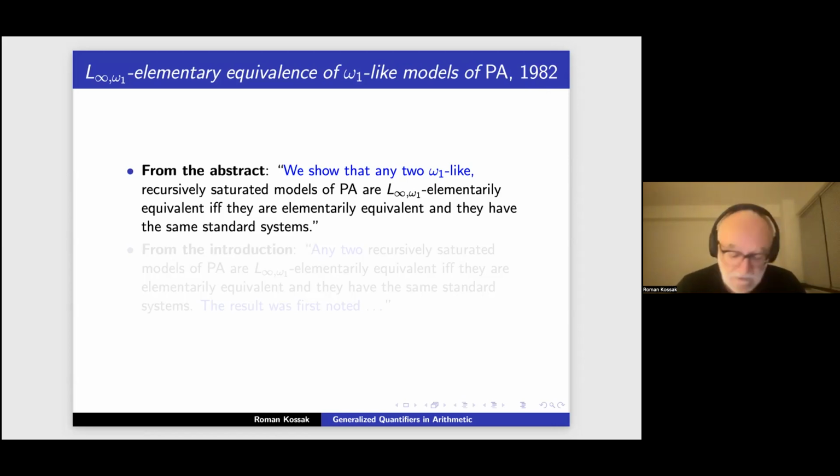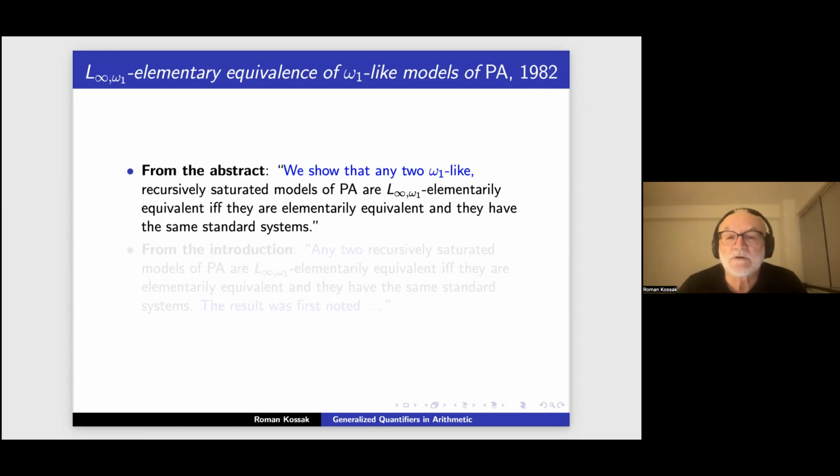But this is a talk about history, and there is a very short historical interlude here. I wrote a paper about L infinity omega-1 elementary equivalence of omega-1 like models of PA in '82, and this is what I wrote in the abstract. This is what we show in the paper, that any two omega-like recursively saturated models of PA are L infinity omega-1 elementarily equivalent if and only if they are elementarily equivalent and they have the same standard system. This was the main result of the paper.